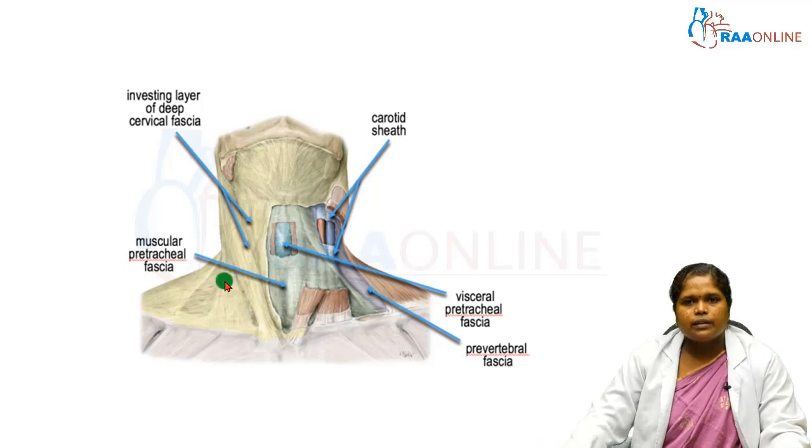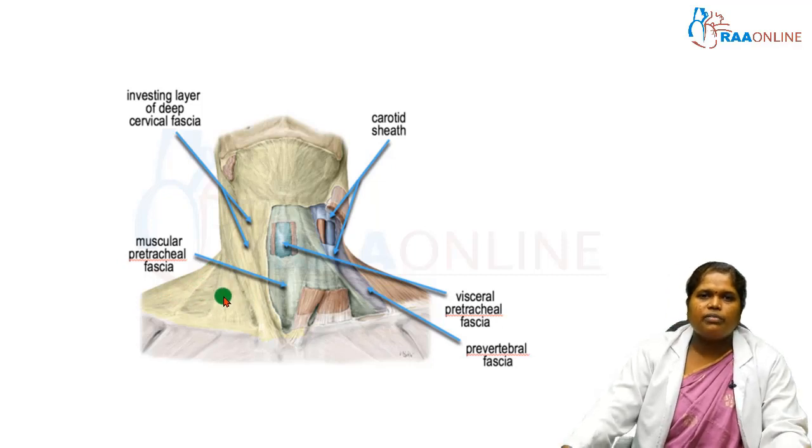As you see here, the green color structure is the fascia, which is covering the muscle deep to it. It is also covering the blood vessels, and it also fills up the space between the muscles. You see one muscle here, another muscle here. The space between the muscles will be filled with this fascia. So that fascia is deep cervical fascia.